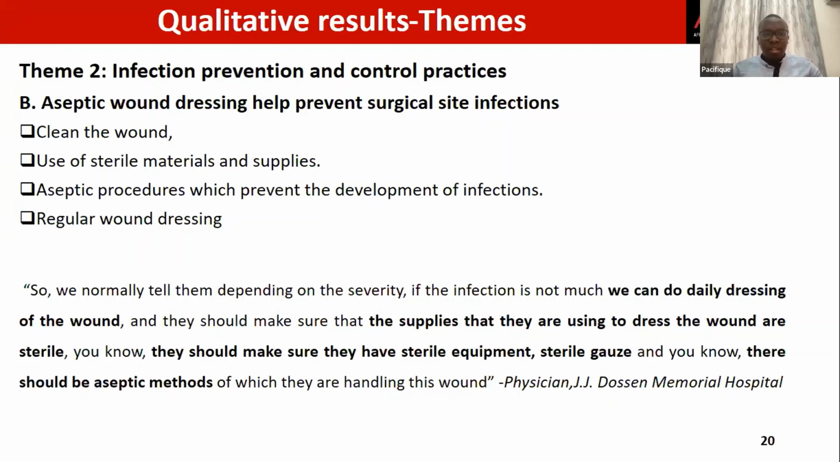And then speaking of regular wound dressings, because it's very important if we have surgical site infections, we need to make sure there is a good plan for wound dressing to make sure that we can manage the surgical site infection, but also preventing the spread from one patient to another or one patient to a clinician. Next.